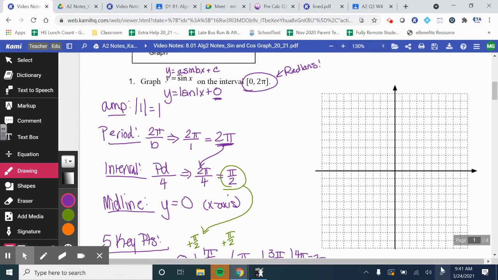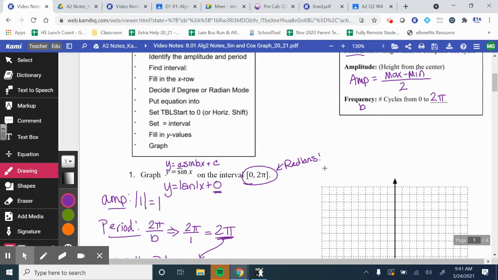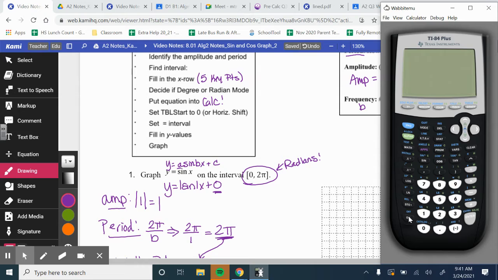So now you're going to put your equation into your calculator. I think that got cut off here. And this should be the x row of your 5 key points. And so I'm going to grab my calculator and I'm going to make sure I'm first in radian mode. So it's highlighted, so that's good. Go to y equals, and I'm going to type in sine of x. So we just hit sine and then x. I already have that in.